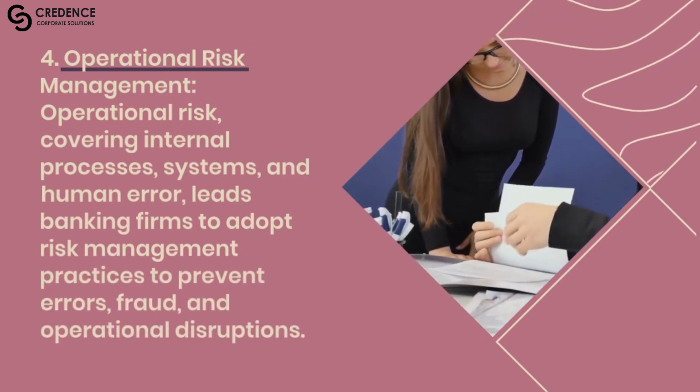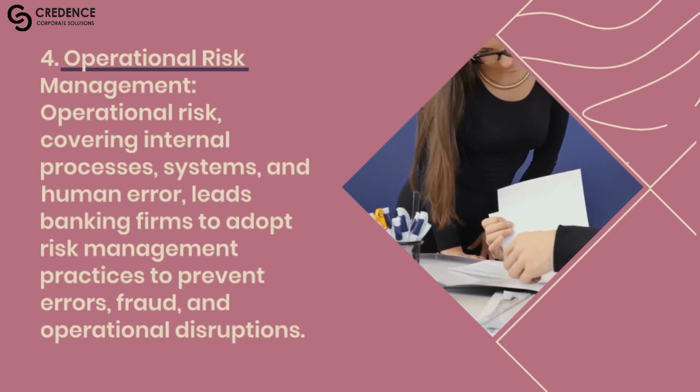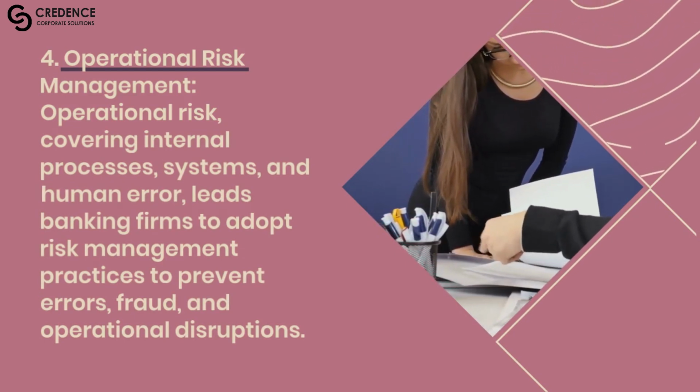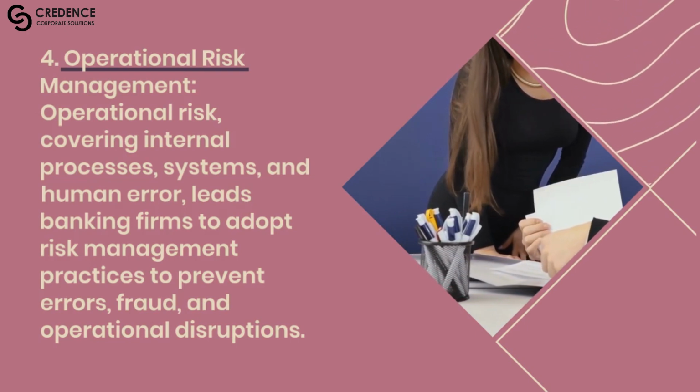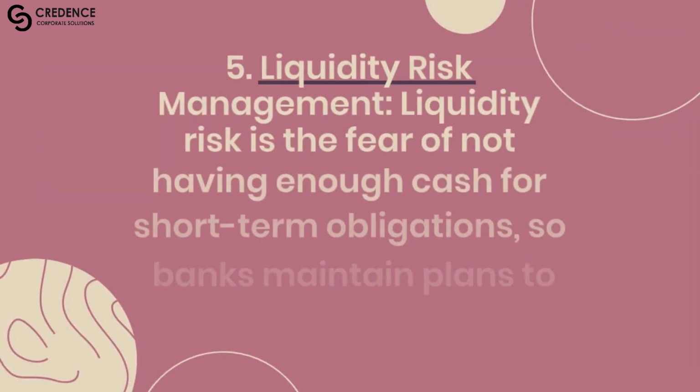4. Operational risk management. Operational risk, covering internal processes, systems, and human error, leads banking firms to adopt risk management practices to prevent errors, fraud, and operational disruptions.